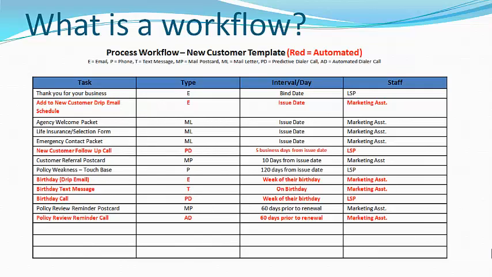So let's take a look at a workflow for a new customer coming into an insurance agency. Notice there are things that we email, things that we text, things that we phone, things that we mail out. And the reason why we do that is because we want to make sure that we're touching the customer at a time that's important for them. Now, some of these are automated and some of these are manual. You'll see the things in red are automated and the things in black are manual.